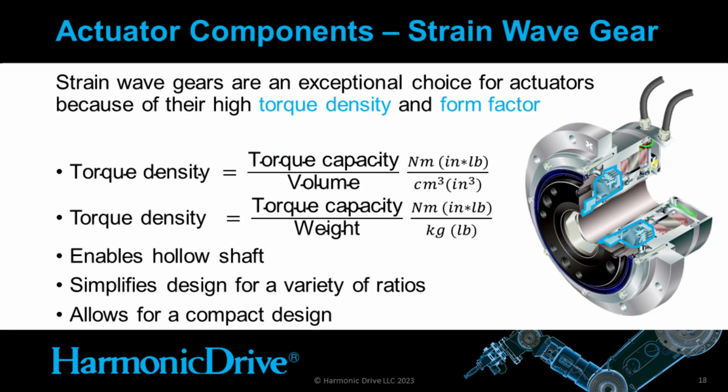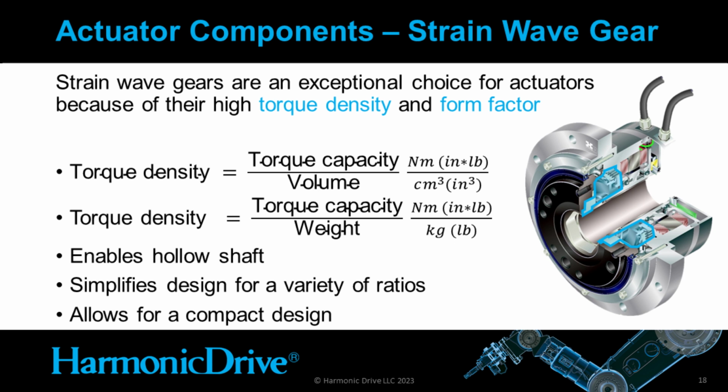So let's dive into the rest of the components that make up an entire actuator, and then we'll carry on. So the first component, as I've already described, is a strain wave gear. Strain wave gears are an exceptional choice for actuators because of their high torque density and because of their form factor. There's a few ways to determine which strain wave gear is right for your application.